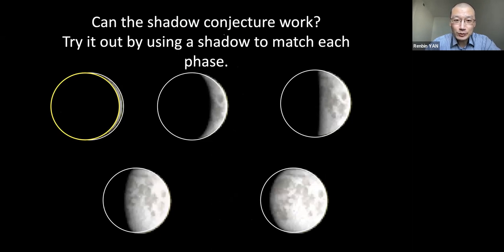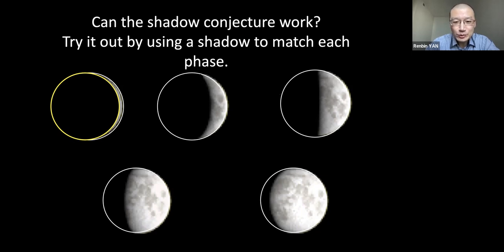Can the shadow conjecture work? If it is because of the shadow of the Earth, you know that the Earth is round, right? If the Earth is round, then the shadow of the Earth should also be a circle in space, right? So we have a big shadow cone that is going to have the shape of a circle. And if the moon happens to be in the Earth's shadow, then yeah, it should give you something like this. But will this hypothesis work to reproduce these other phases of the moon?